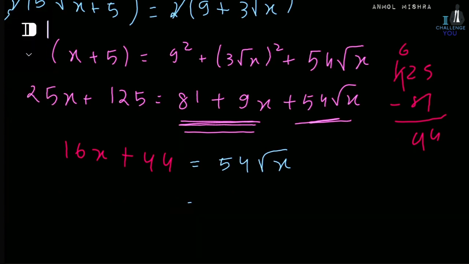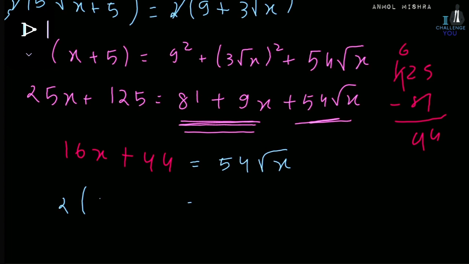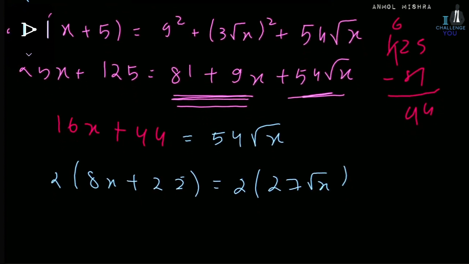54 is not divisible, so we will go with the 2 only. Taking 2 common, we get 8x plus 22, and that is equal to 2 taken common, so here it will be 27 under root x. So 2 and 2 cancel.